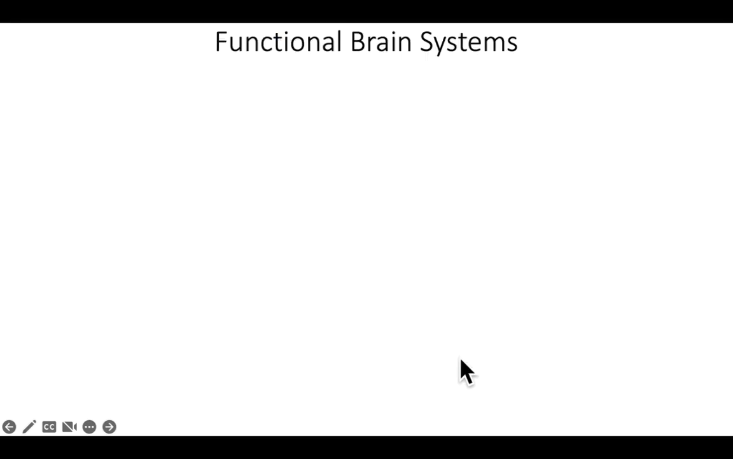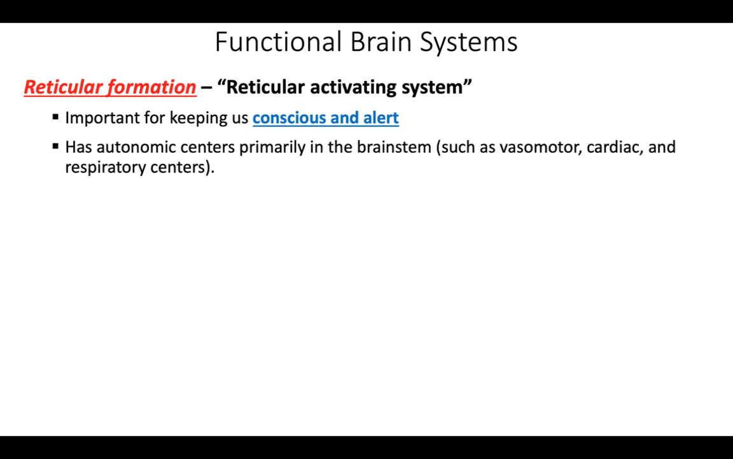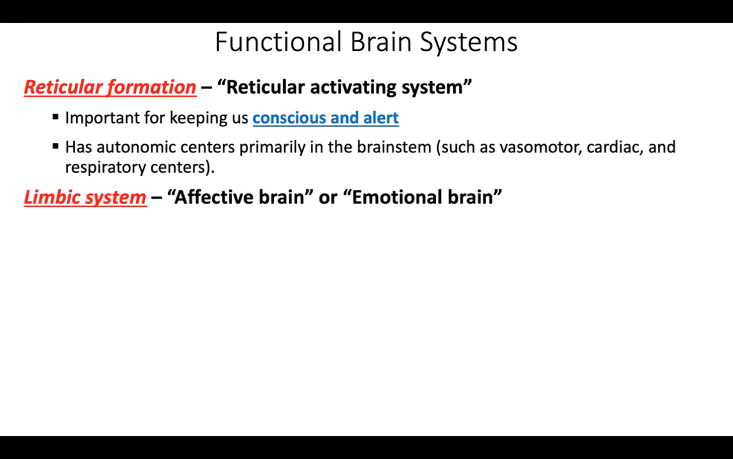All right, next topic. Functional brain systems. Functional brain systems are basically a group of different parts of the brain kind of grouped together because they have a similar function. We're going to talk about two of them. The first one's called reticular formation or reticular activating system. Basically, this includes all the parts of the brain that help just keep you alive. All right, they're just keeping you conscious and alert. That's known as reticular formation. A lot of those areas are found in the brainstem.